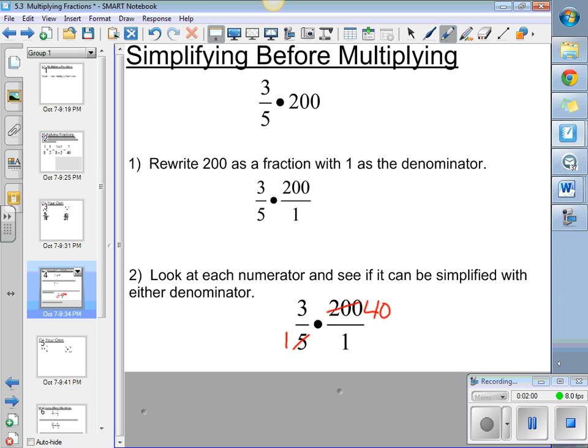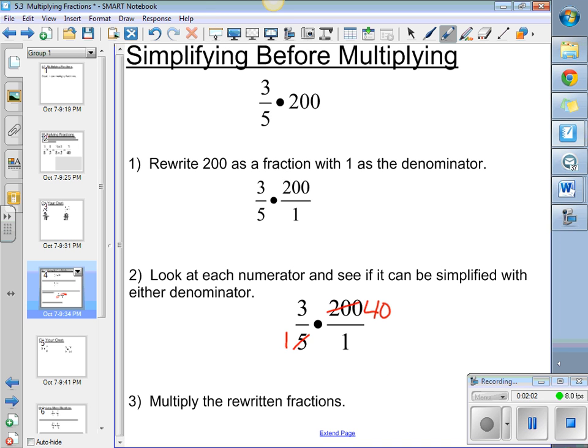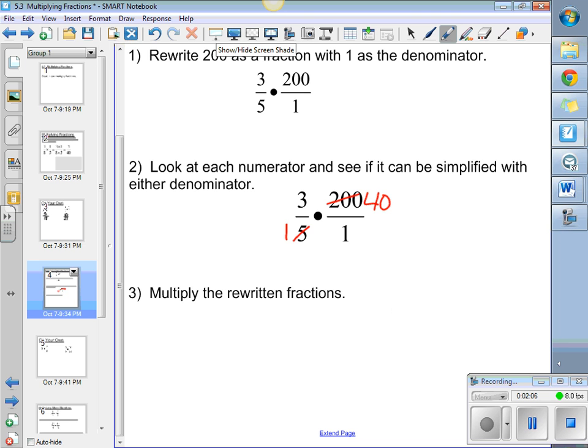So now when I multiply, I first rewrite, and I get 3/1 times 40/1. And when I multiply them out, I get 120/1, or just 120.